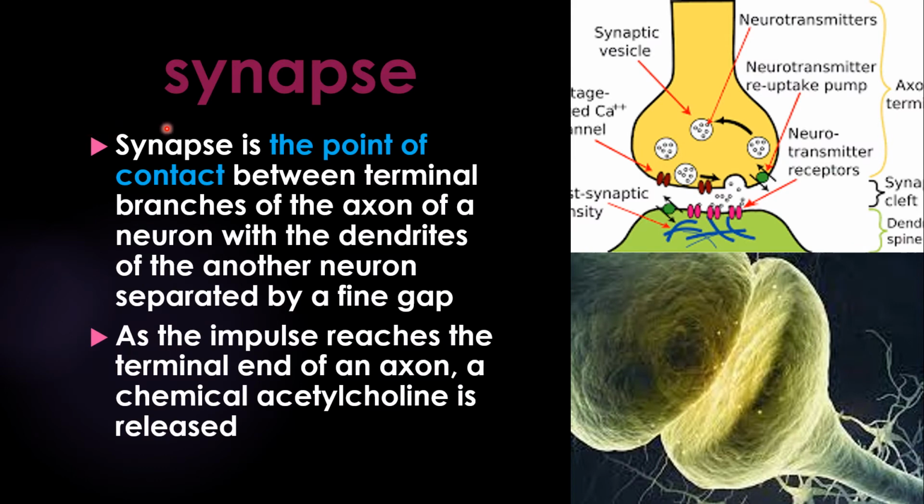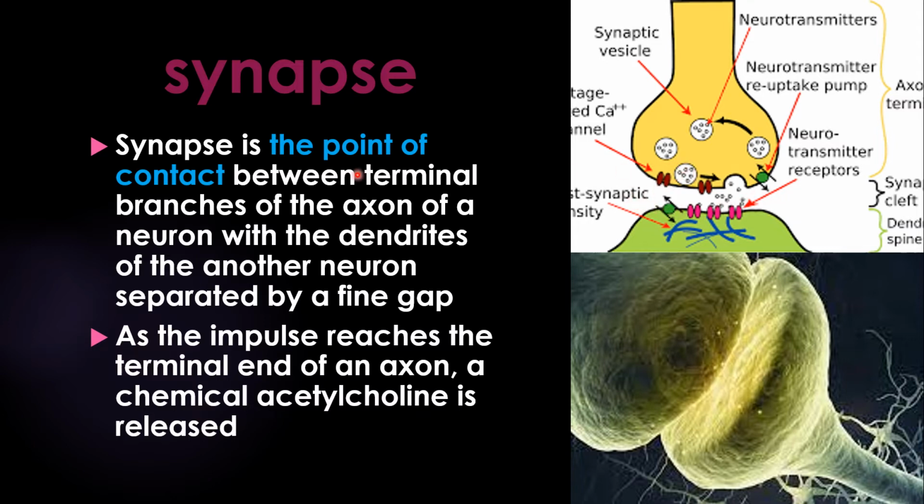The next very important term we have to know is synapse. Synapse is a sure question in examination. Synapse is the point of contact between the terminal branches of the axon of a neuron with the dendrites of another neuron, separated by a fine gap. We already learned that fine gap, we call it the synaptic cleft.